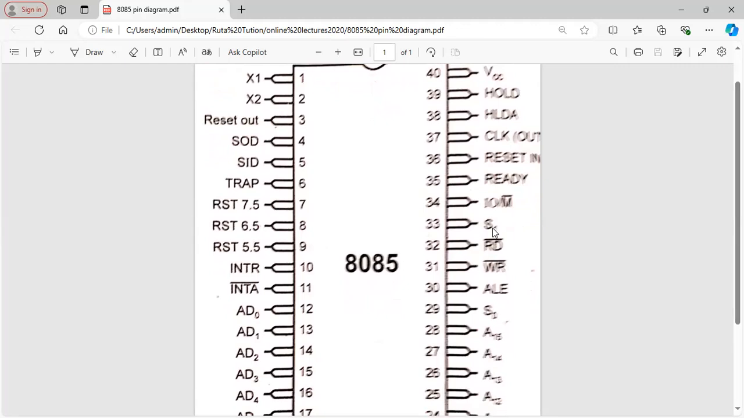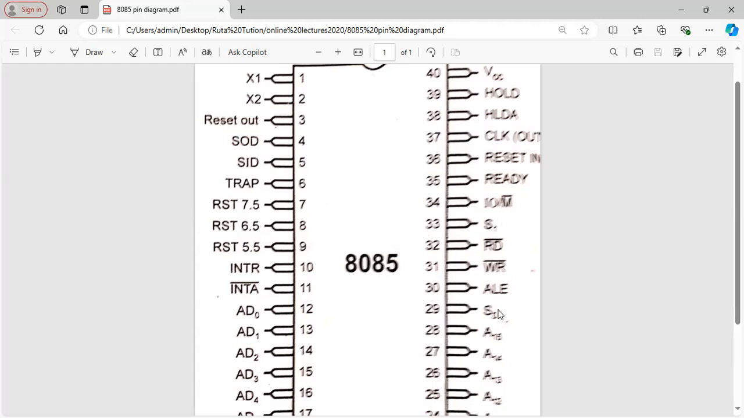Then if you see IOM bar, this is also a multiplexed pin, input output memory bar. This signal is an output pin. When this signal is high, the IO, that is, input output devices, are used for reading and writing operations. When this is low, memory is used for reading and writing operations.